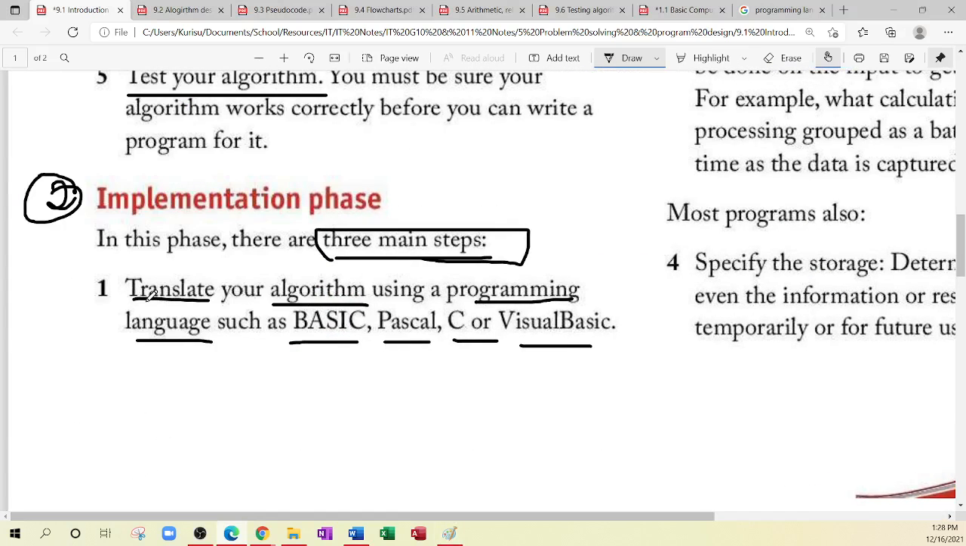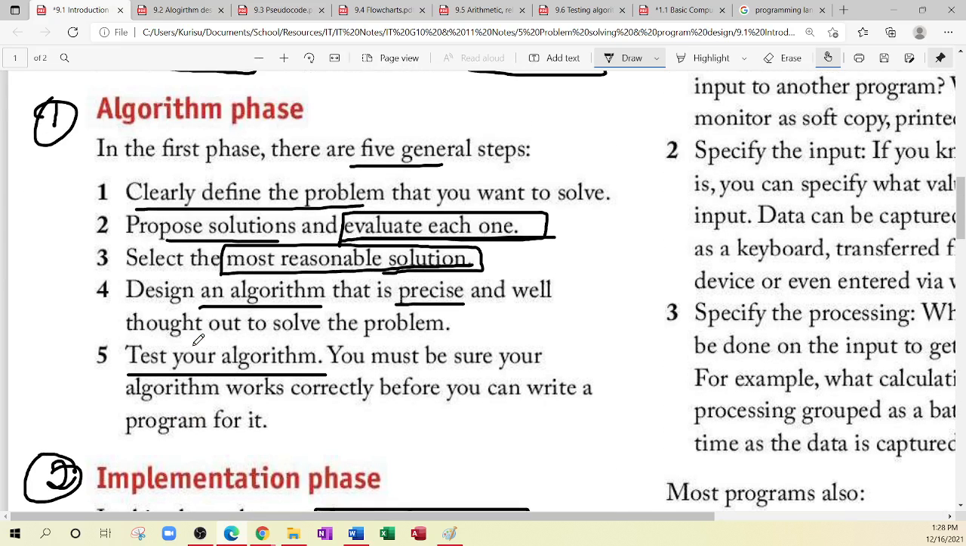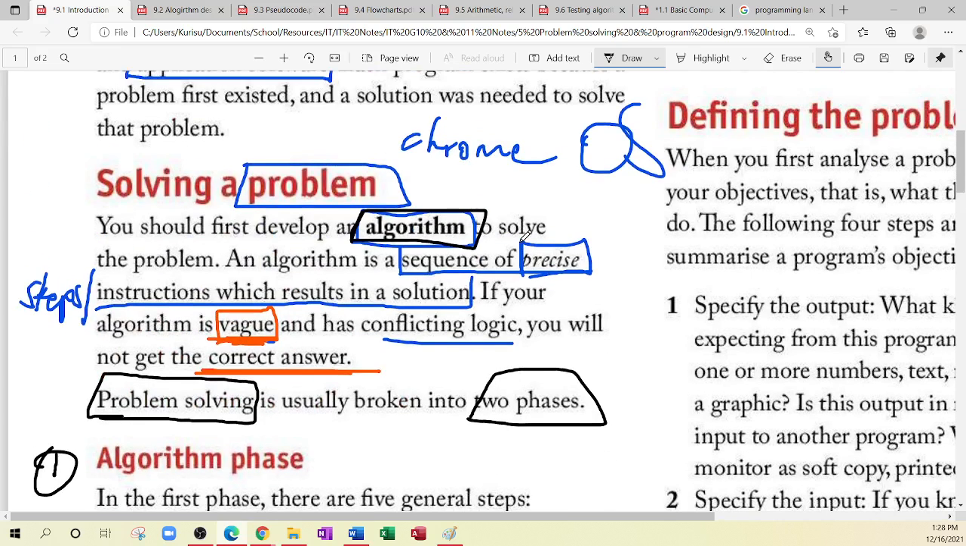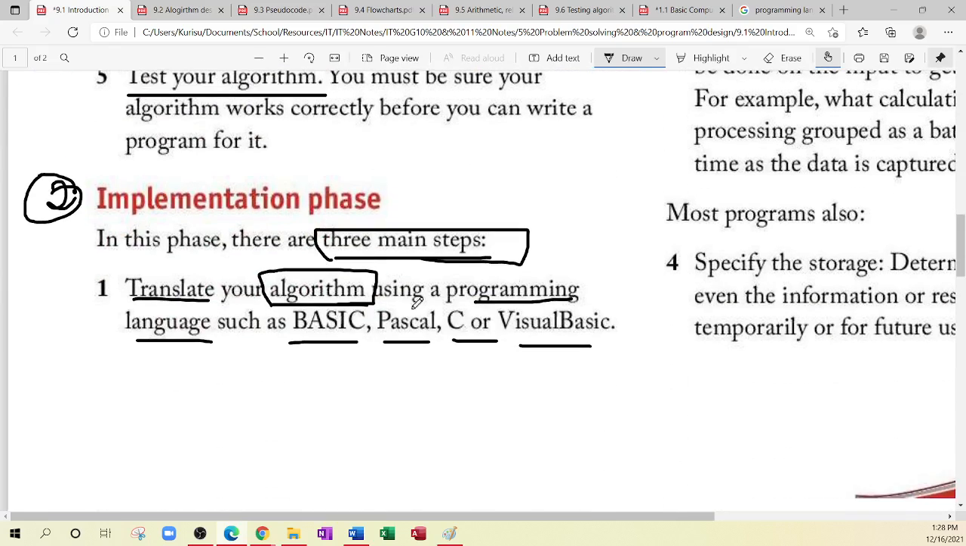If we look back at the step, we are translating our algorithm into the programming language. So that is why it is important for you to be precise when you're developing your algorithm. Because if in the first place you did not develop your algorithm properly, then you won't develop your program properly. Because remember, all you're doing is translating.